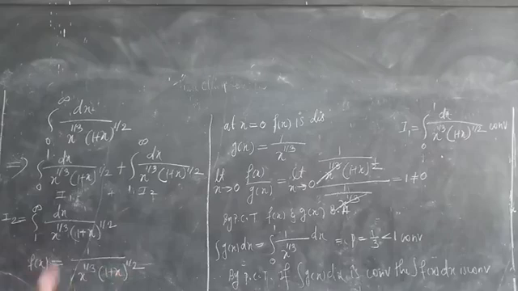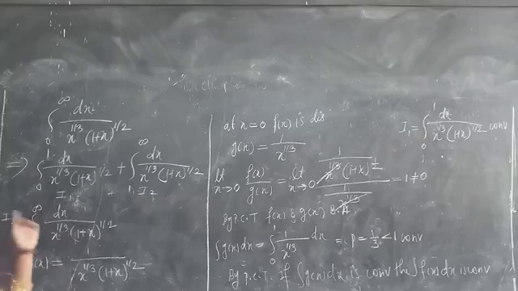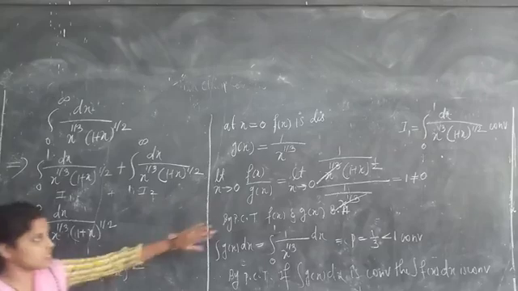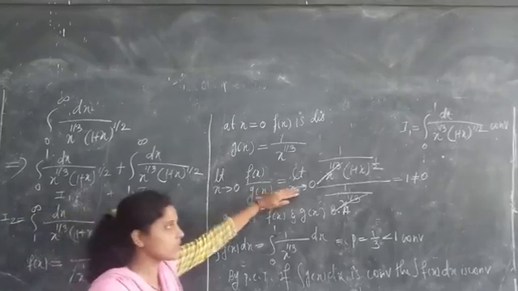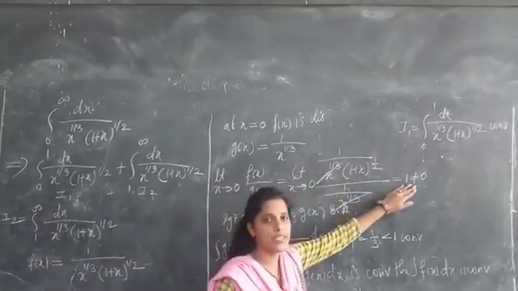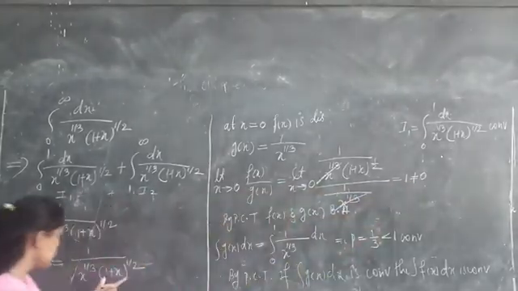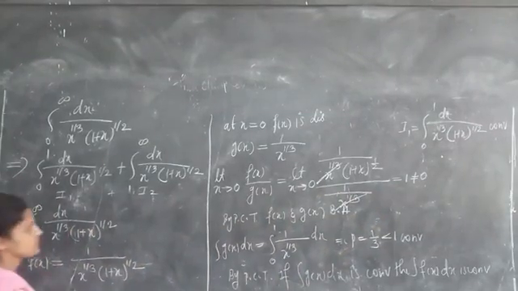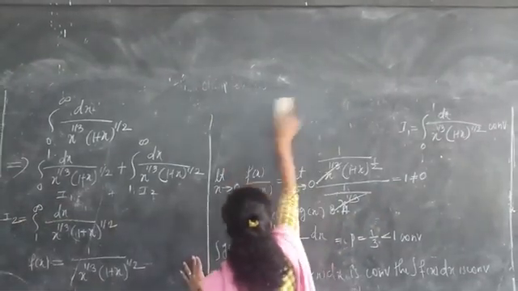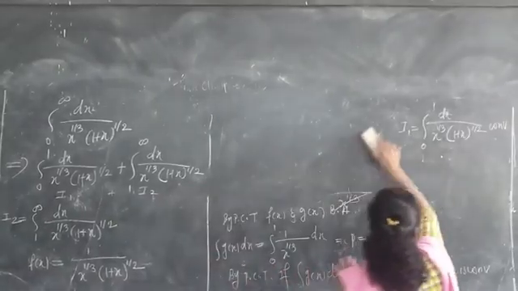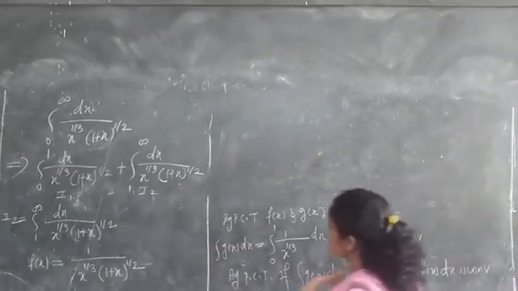As I said, this is an improper integral of the first kind. So what limit do we take here? We take x tending to infinity. If we substitute x equal to infinity, we will get infinity in this step, but we need a finite value. So for that, we take x common. If you take x common, the power will come out.